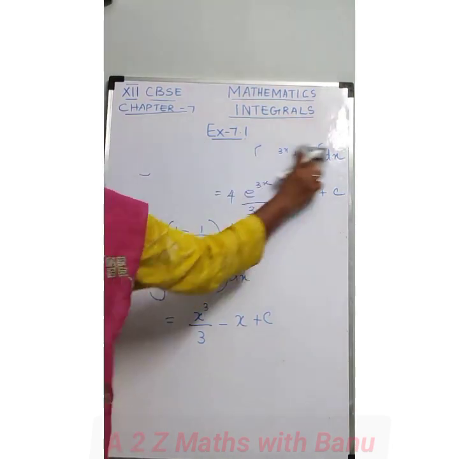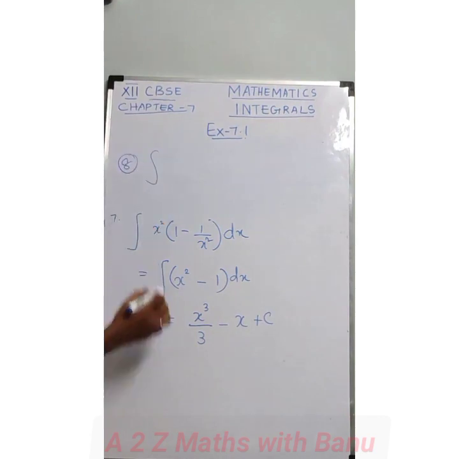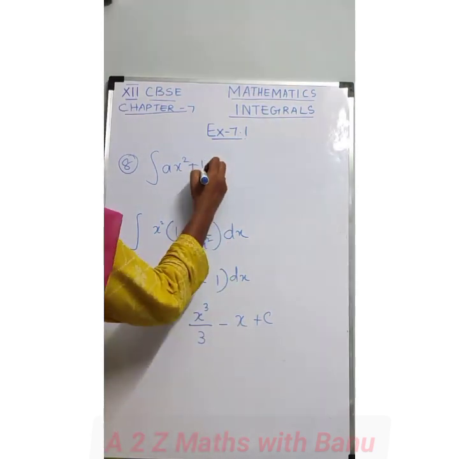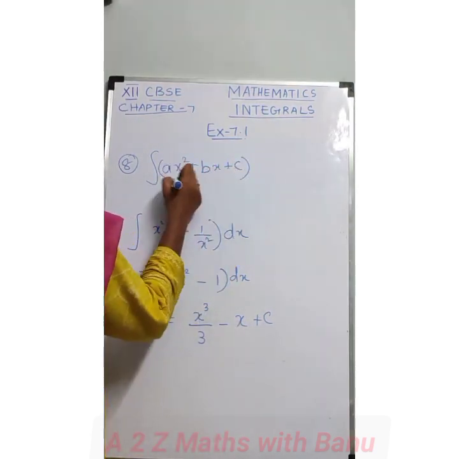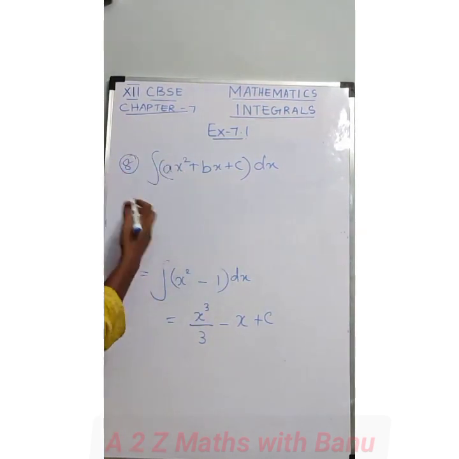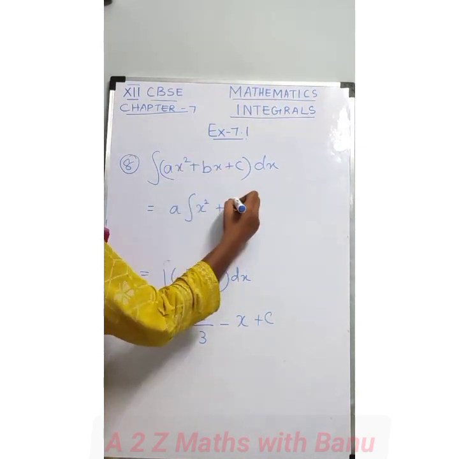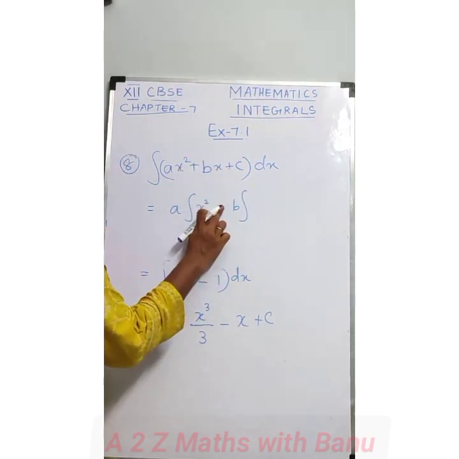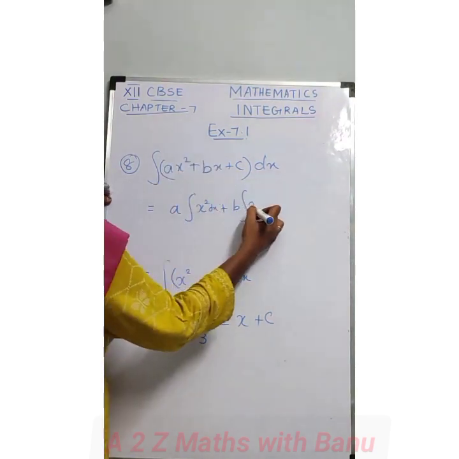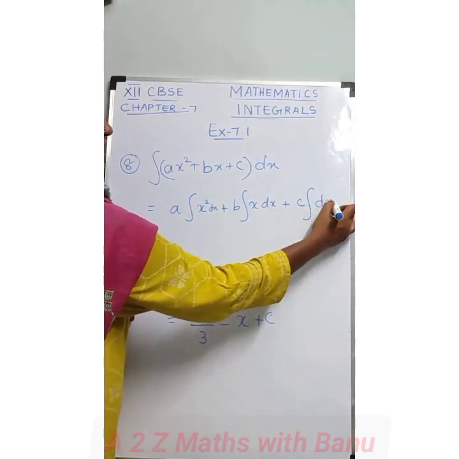Then we have the eighth problem under the same exercise. Integral of ax square plus bx plus c with respect to x. So a being a constant, you can take a outside, integral of x square. And b I can take outside, integral of x with respect to x, and c I can take outside, simply we have dx.